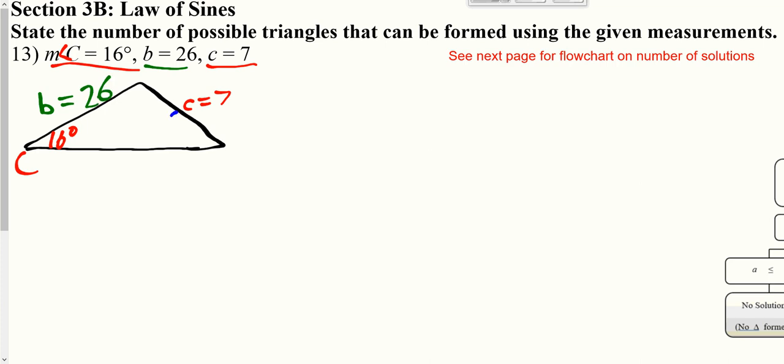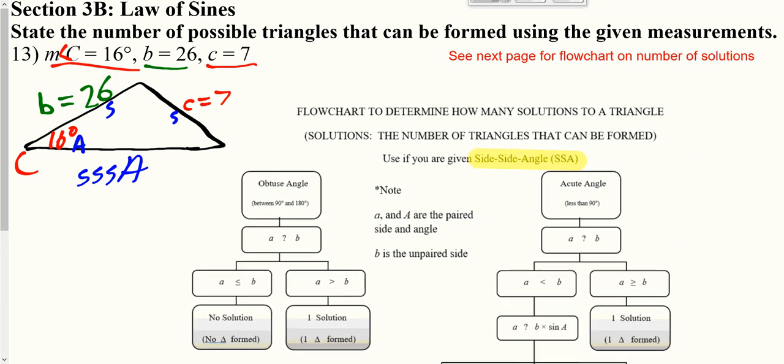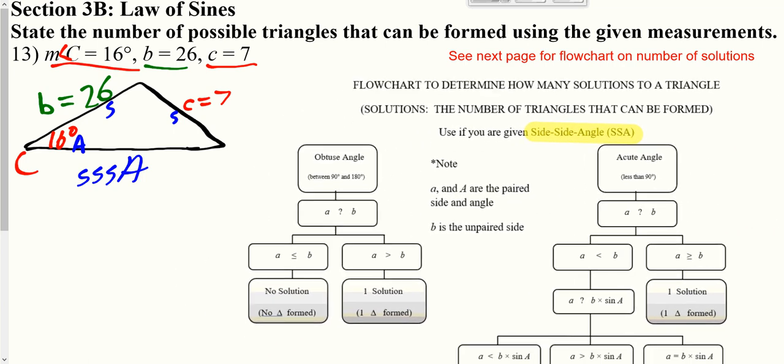You'll notice we have a side, side, followed by an angle. So we have a side-side-angle situation. Whenever you have that, you have to take a look at your flow chart. There's a bigger version of the flow chart in the next page, but for the most part, it comes down here.